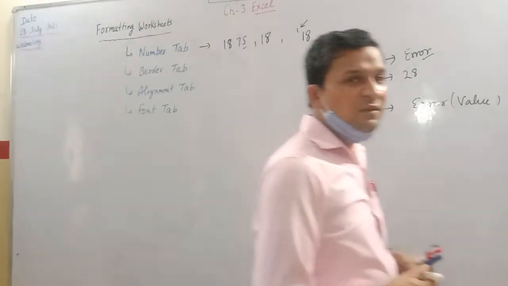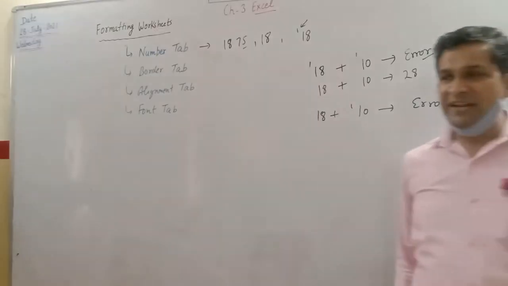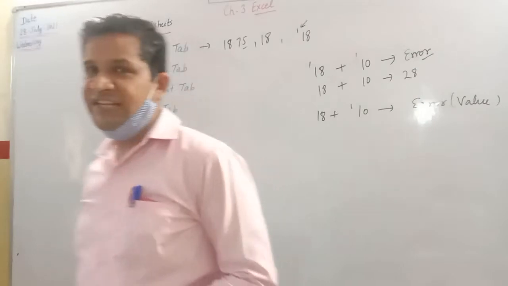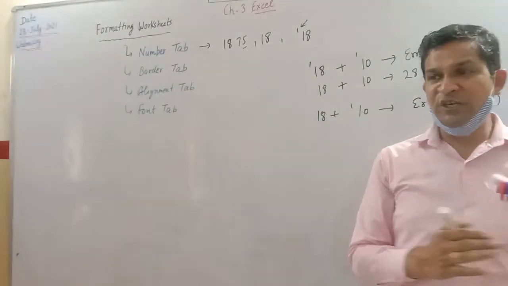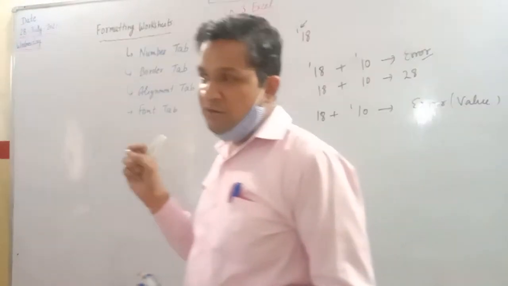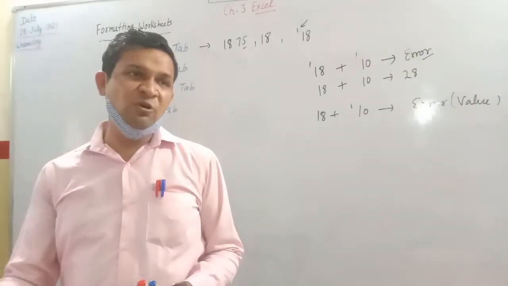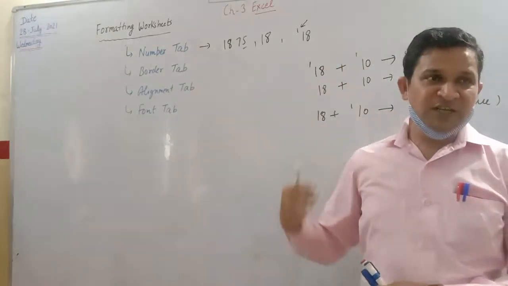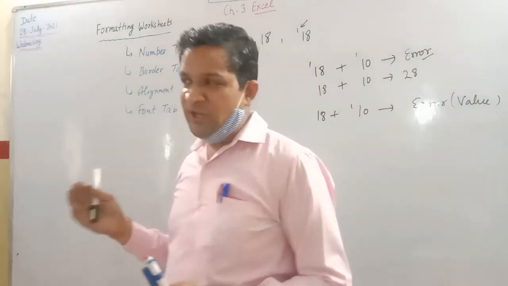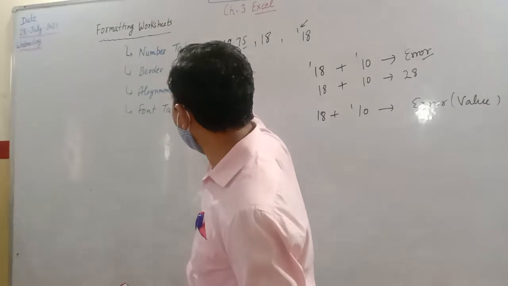Second is the border tab. The border tab helps to set the border of your cell area. In which area you want to keep the border, how much area you want to highlight, which type of border you want to use, a thin border or a thick border. What is the width of the border? What is the height of the border? What is the range of the border? Each setting is done in the border tab.